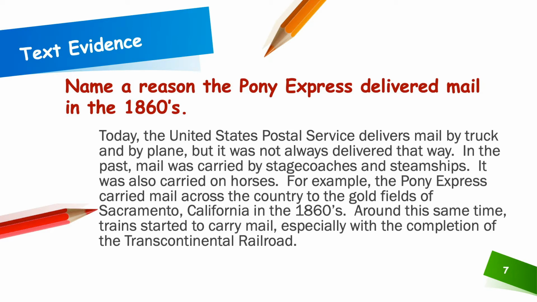In the past, mail was carried by stagecoaches and steamships. It was also carried on horses. For example, the Pony Express carried mail across the country to the gold fields of Sacramento, California in the 1860s. Around this same time, trains started to carry mail, especially with the completion of the Transcontinental Railroad.